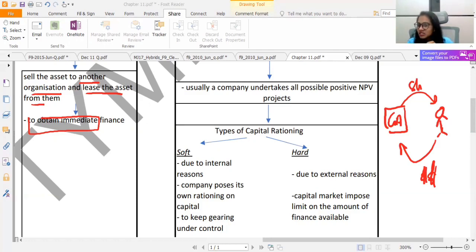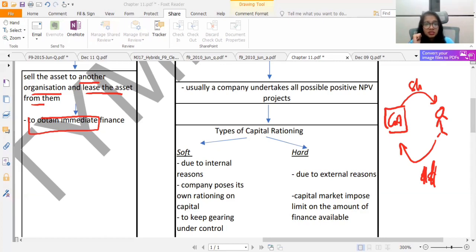So when you use retained earnings, you don't want to overuse it in such a way that your company does not have retained profit. So you will control the amount of investment that you have and the value of the investment as well. All right.